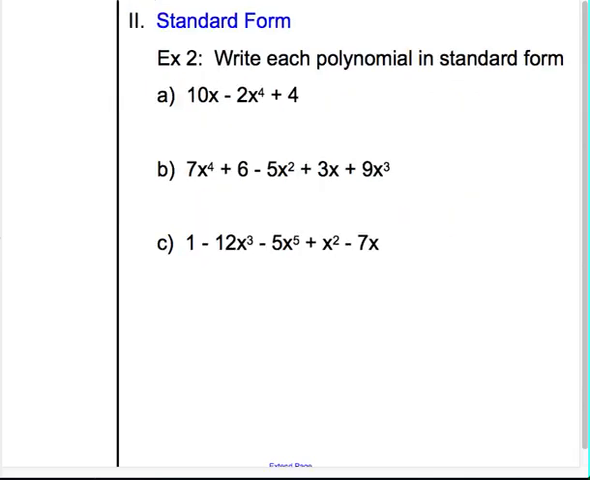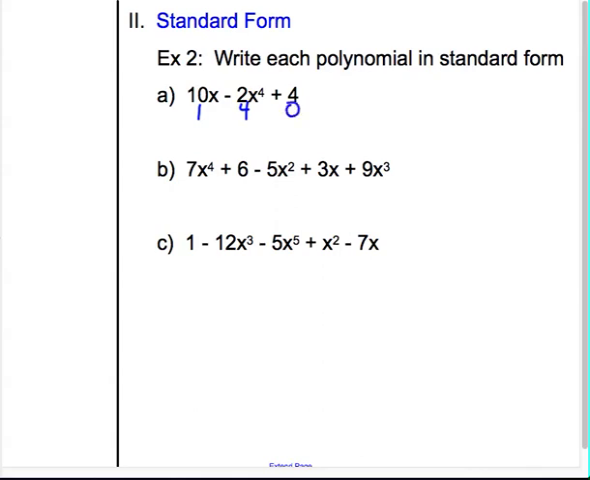Our next slide, we're going to be practicing writing our polynomials in standard form. So our first example is 10x minus 2x to the 4th plus 4. Remember, standard form is when the power is in decreasing order. So we look at the degree of each of our terms. My first term has a degree of 1. My second term has a degree of 4. And my third term, I see 0 variables, so it has a degree of 0.